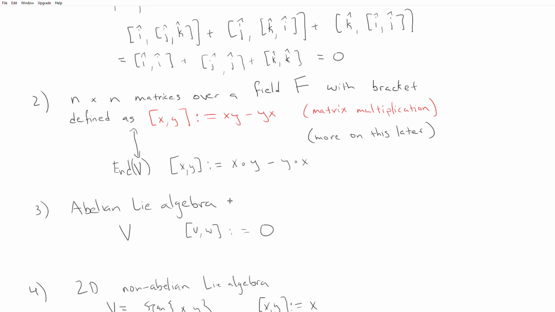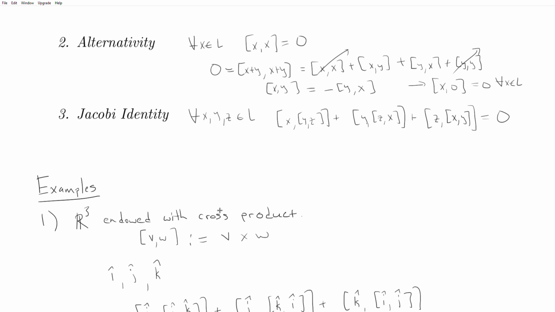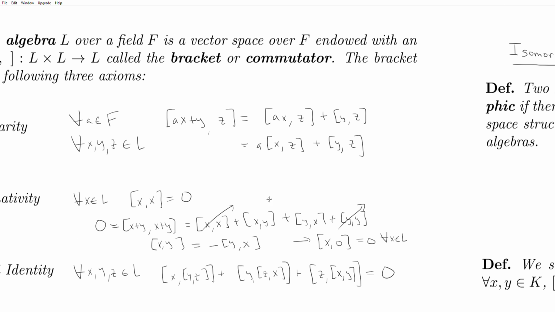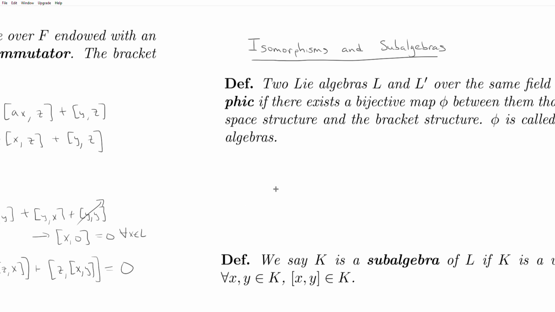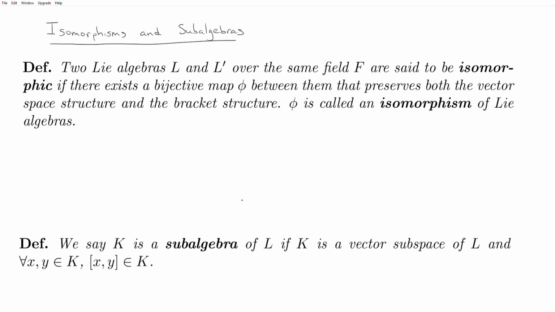And so let's look at some related concepts to Lie algebras. Here we'll talk about isomorphisms and subalgebras, and then we'll call it a day. Two Lie algebras, L and L prime, over the same field F are said to be isomorphic if there exists a bijective map between them that preserves both the vector space structure and the bracket structure. We call that bijective map an isomorphism of Lie algebras. So really what this is saying is that these two things are really the same up to some renaming of their elements.